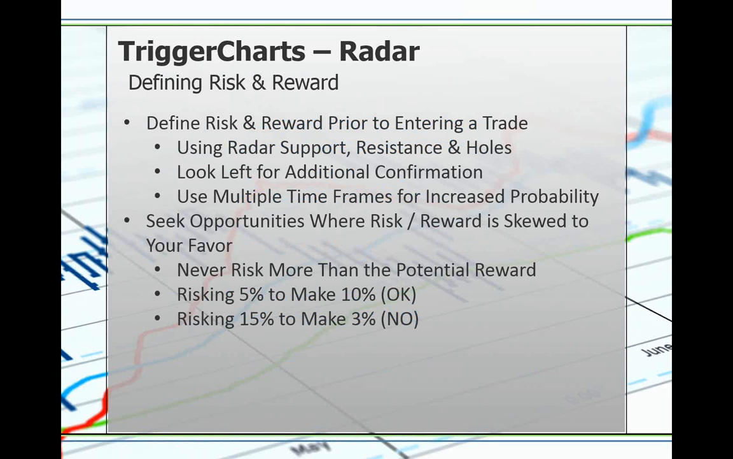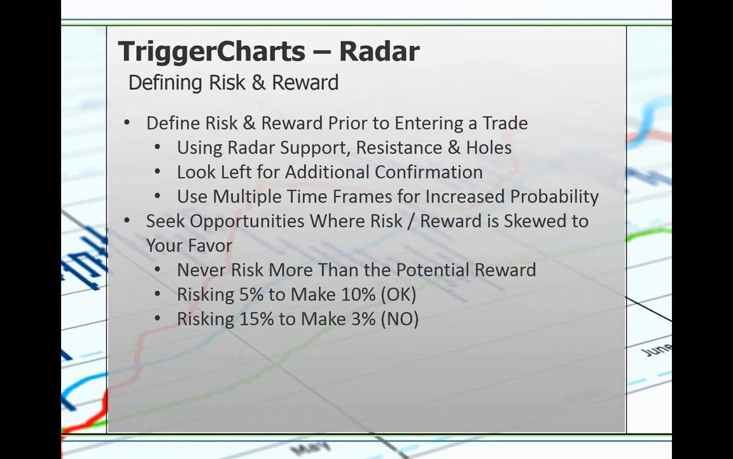Now, when we talk about defining risk and reward, let's get something straight here. This is very important. This should be part of you every day. So we're going to look for support, resistance, and holes, and I'm going to give you some examples of that in a moment. We're going to look for these kinds of things inside of a radar. Again, without the altimeter and without the autopilot on, we're going to specifically focus on the radar, and look at how we actually find where those points are.